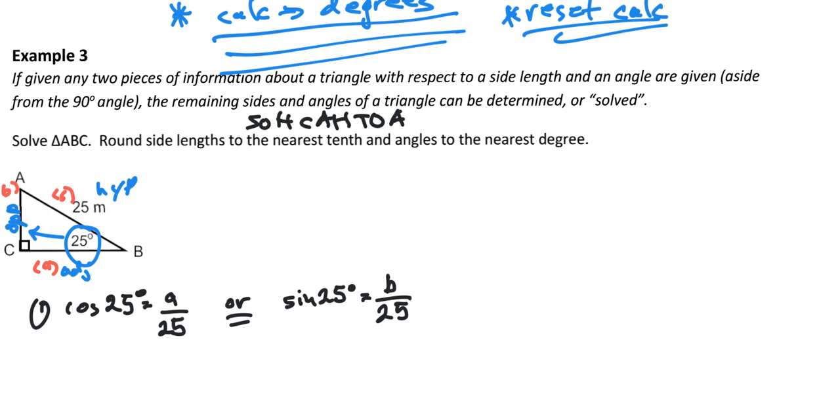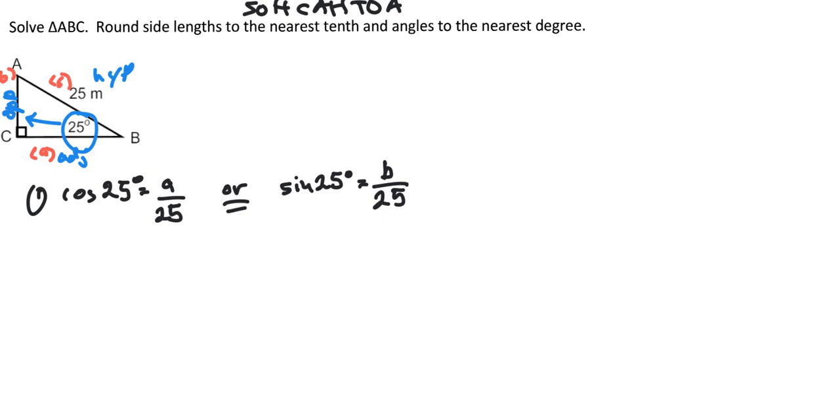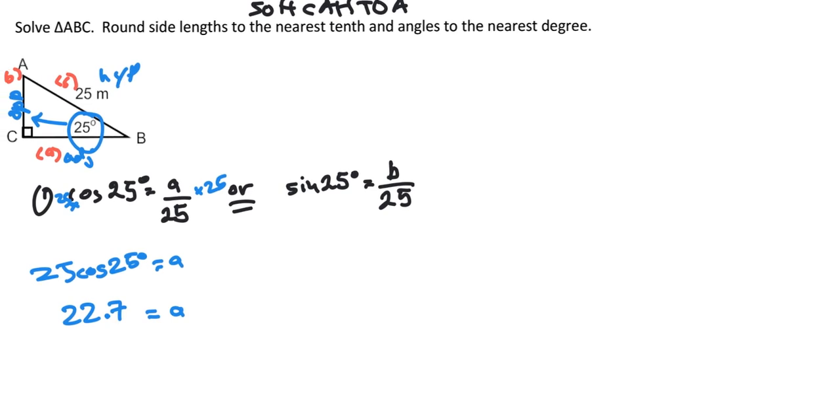So now take a moment, go through the math, see if you can get the answers. So here we go. All right, so for cosine A, I want to get rid of this A here. So I'm going to multiply both sides by 25. So I'm going to get 25 cosine of 25 degrees is equal to the letter A. When I solve for that, you're going to get A is equal to 22.7 meters. And that's what we get for our side A.